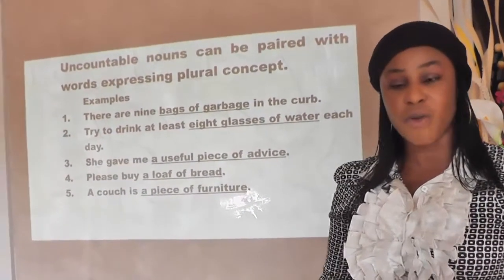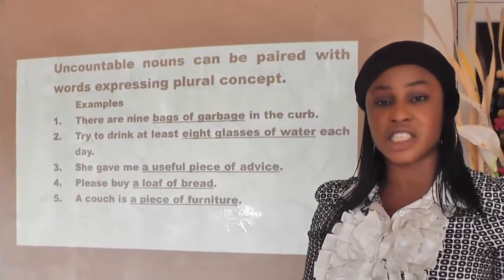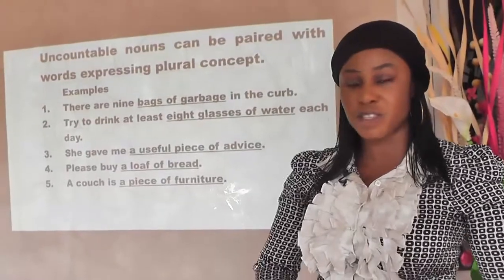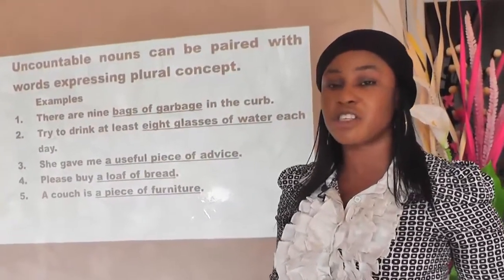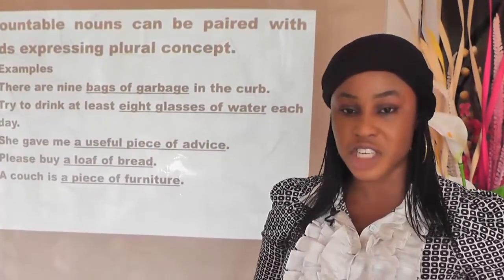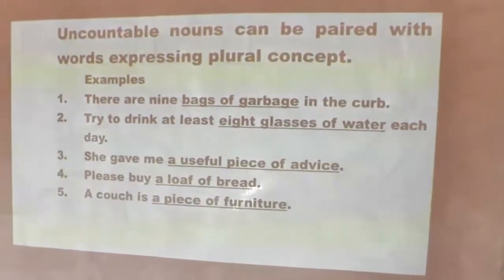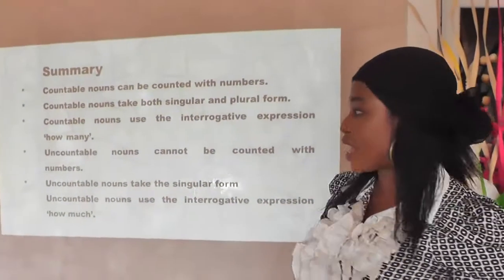Because at times, when we go through your works, some of your works, we see students writing furniture as furnitures. Maybe because you have them, there are many in your room, but you don't use many furnitures, but you use what? A piece of furniture. Thank you. So this is how uncountable noun can be paired with countable noun in a sentence.